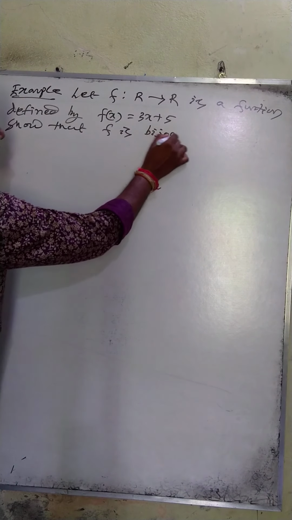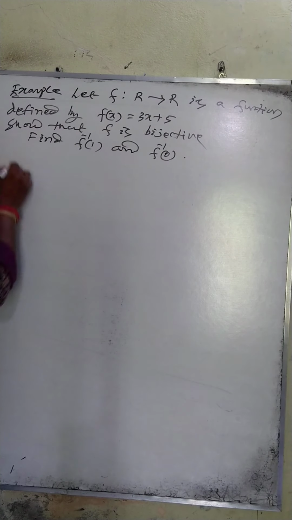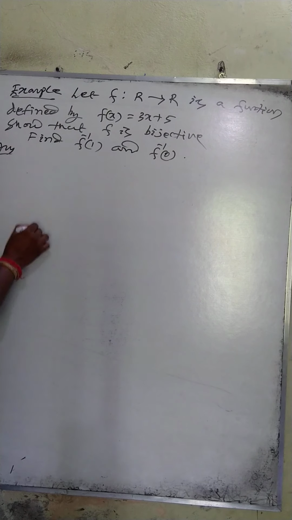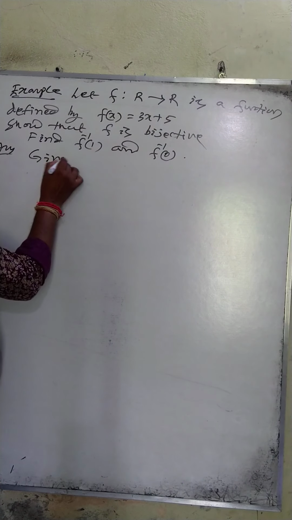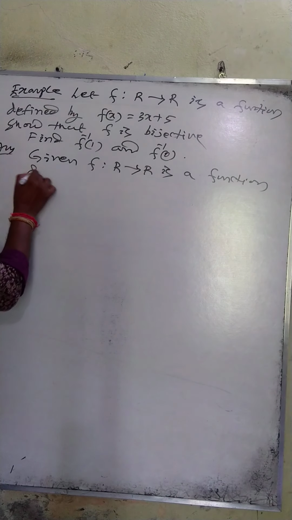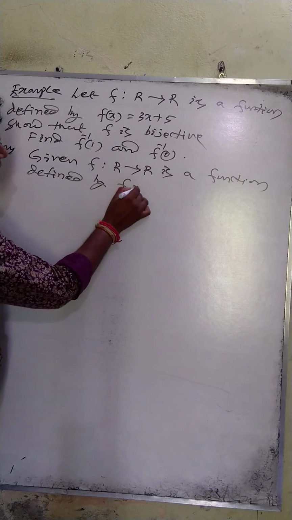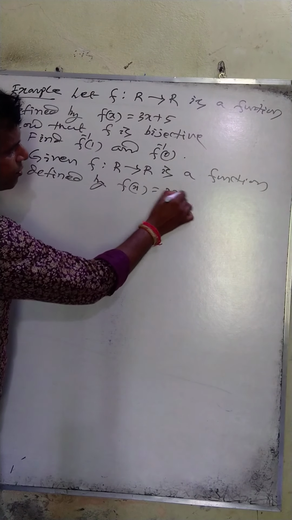Find the f inverse 1 and f inverse 0. Answer. Given f: R to R is a function defined by f of x equal to 3x plus 5.